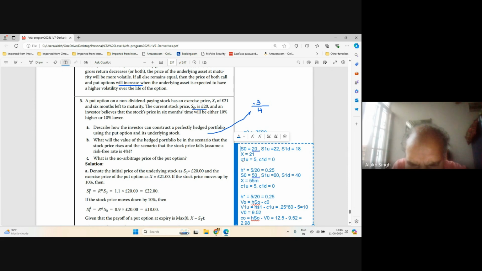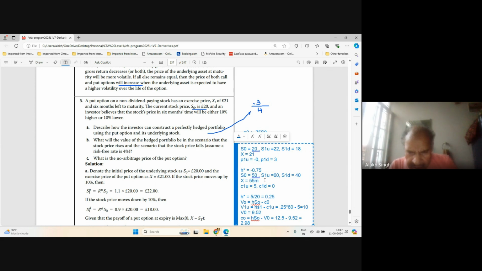So instead of C1U, we calculate P1U. Yeah, that is what it is. P1U is equal to 0. Okay. And then P1D is equal to 3. Okay, so H is already 0.75. So here we have H is equal to minus 0.75.